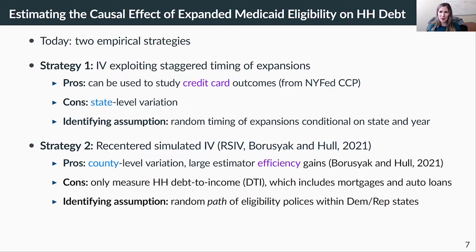But our big reason for preferring the IV strategy is, in addition to not having the same interpretation issues, it's potentially going to have a lot of efficiency gains and really allow us to leverage.